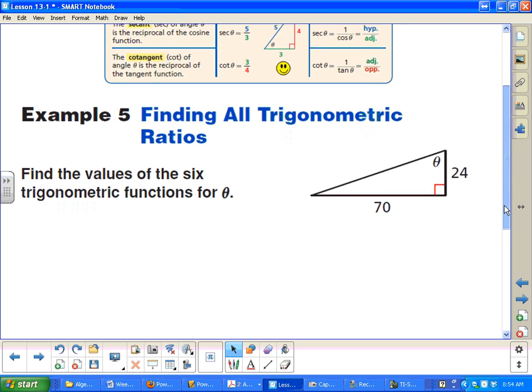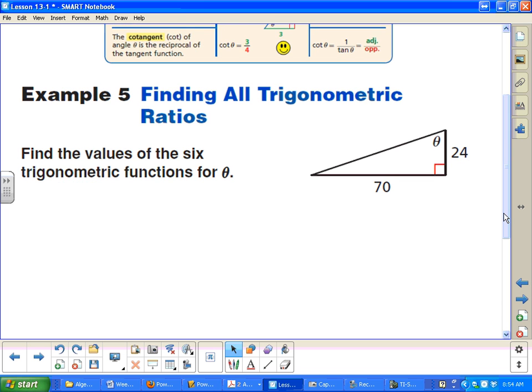All right. So we want to find the values of the 6 trigonometric functions for theta, given that we know these two sides of 24 and 70. And we're missing the side, right? We're missing the hypotenuse. Can I find the hypotenuse? Yes, you can. We can find it by using our wonderful friend, the Pythagorean theorem.